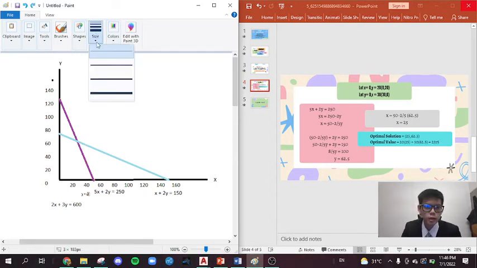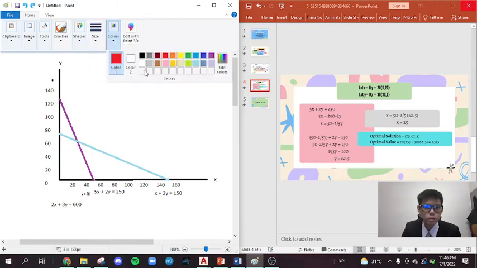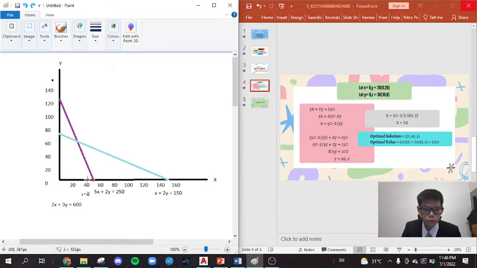Wait, let's see why. So sorry, I draw again. Okay, so the function is, we use red color. So y is 30 and x is 20.